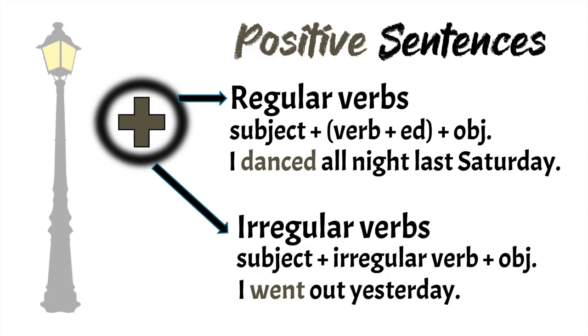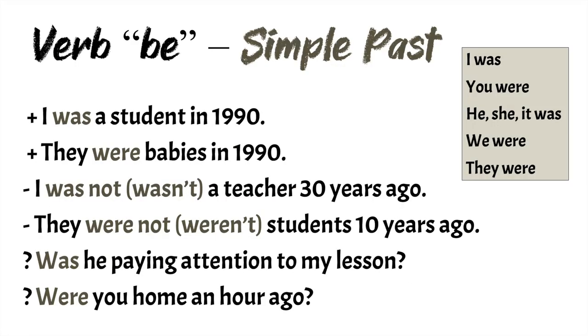Okay, how do I know that dance is a regular verb? Well, we just have to learn them. Okay, the same with irregular verbs. Irregular verbs, you need to learn them, okay, by memory. So the formula is subject plus irregular verb plus the object. Like in our example, I went out yesterday. So went is the past, irregular past verb of the verb go. Yes, that's right, go. Okay, what happens with the verb to be?